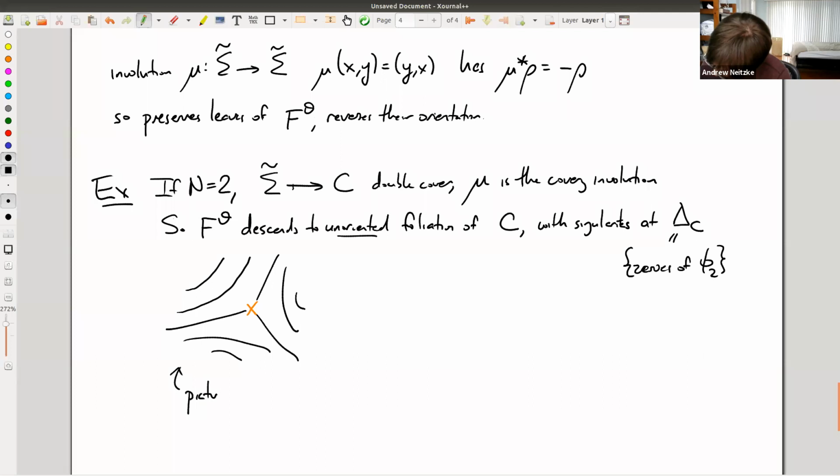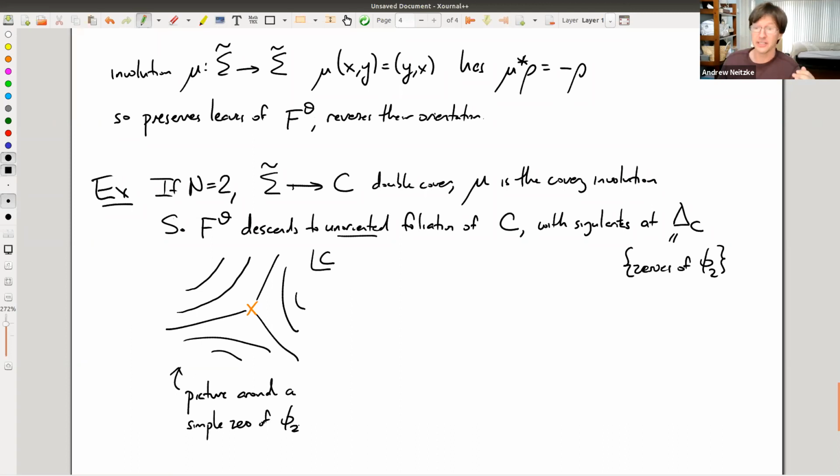So this is the picture of the foliation. This is on C now, around a simple zero of phi 2. There's this kind of 3-pronged structure. And so if you assume that all the zeros are simple, then you just have these kind of 3-pronged singularities, and that's all you have.